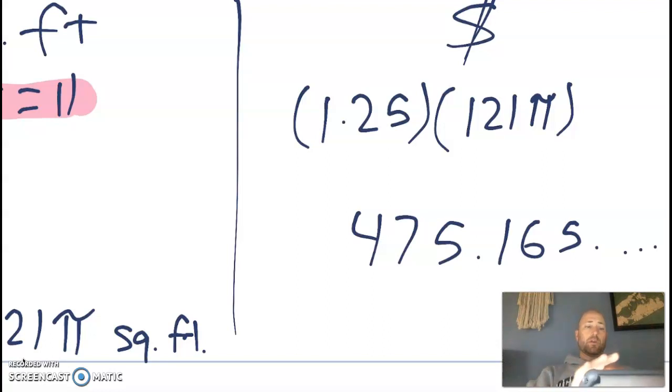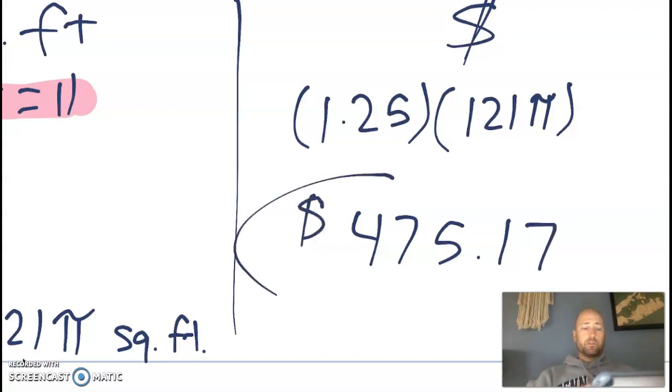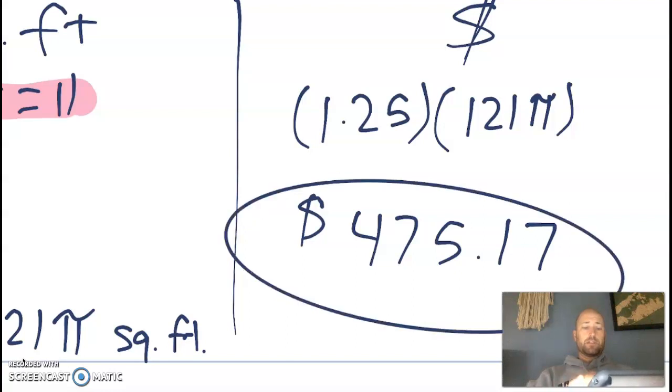475.165 and so on. But because this is money, what I'm going to do is round to the nearest hundredth. So that 5 rounds that 6 up. So I'm left with $475.17.